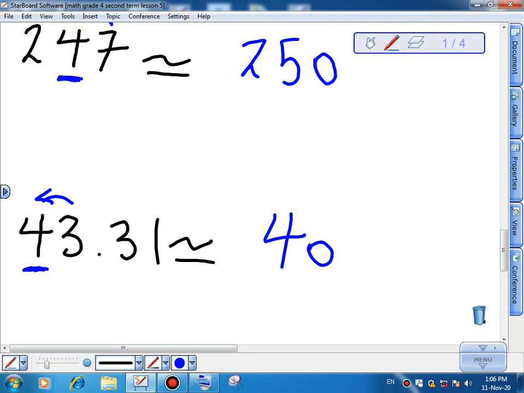And the decimal part here, I will cancel it. Okay? I will cancel the decimal part in any approximation to the nearest 10 or 100 or 1000, whatever. Cancel the decimal part. Okay? It will be 40. 43.31 will be approximated to the nearest 10, 40. Okay? Just cancel the decimal part.